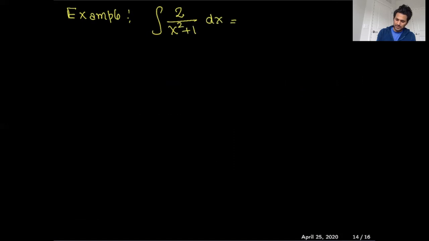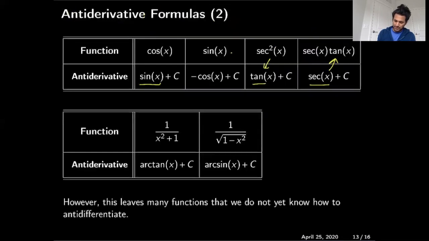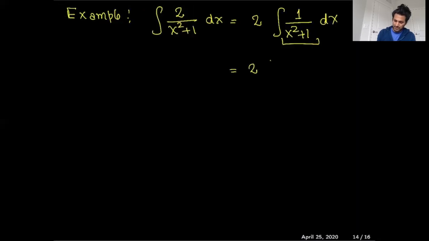You can see that the constant can be taken out from the antiderivative notation, the integral sign dx. And we know from the previous table that the antiderivative of this function is arc tangent of x. So this will be 2 arc tangent of x plus c. If you take the derivative of this function, you will get back whatever is inside. So this is how you can verify your answer.